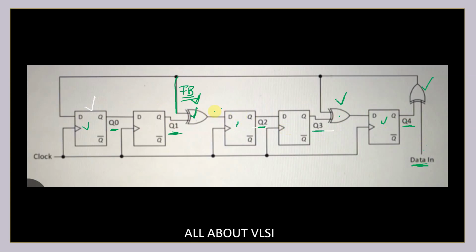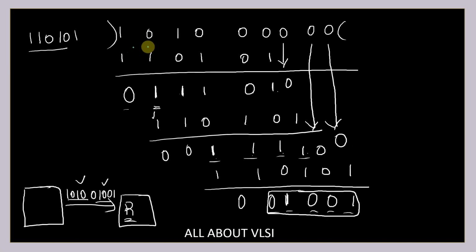Now let us try to verify this particular diagram, and over here it is a serial data. So we are going to provide serial data one by one over here. Now let us try to understand whether it is working correctly or not. Now let's say what is the data which we have taken over here. The data which we have taken for our calculation was 1010. So the data which I'm going to give to my design is 1010. This is my data which I'm going to provide.